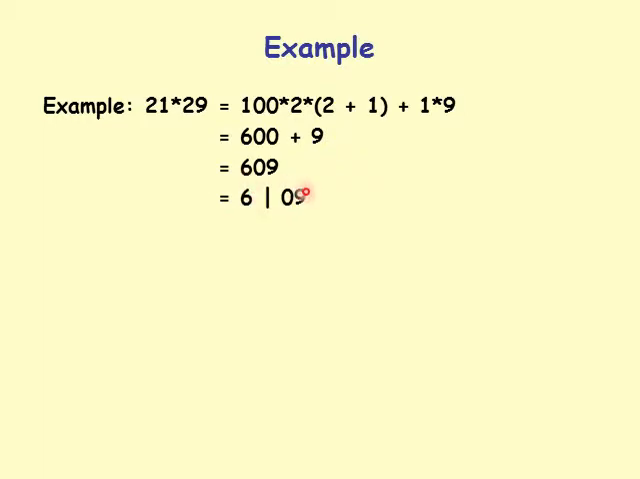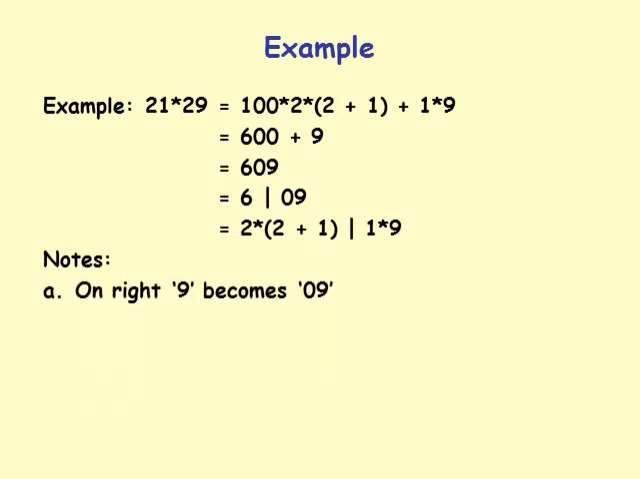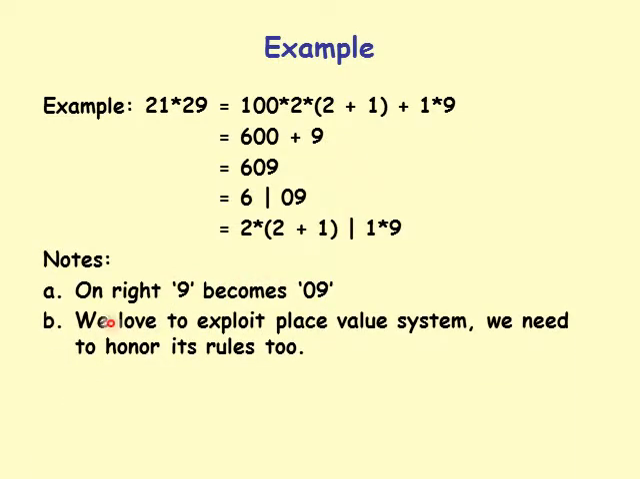6 on the left, 09 on the right, which is 2 times 2 plus 1 is 6, and 1 times 9 is 9. But I do need 2 digits on the right, so that would mean that instead of 9, I would need a 09. Note: on the right, 9 becomes 09. Okay, we love to exploit the place value system, and we also need to honor its rules.